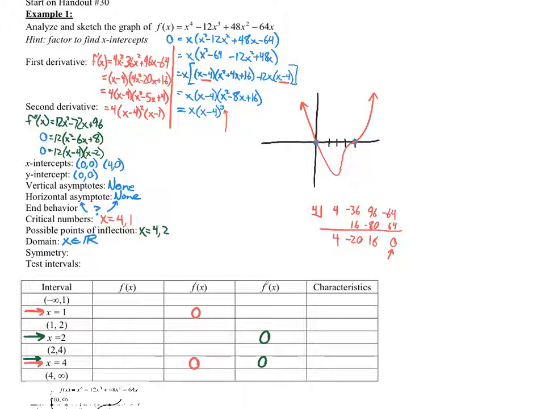What's going on with our first derivative, f prime of x? If I plug in 0 to my first derivative, what do I get? Positive or negative? Come on, guys, stay with me here. Negative. We got a negative 64 at the end. So if I plug in 0, we get a negative. What does that tell us? f of x is decreasing.